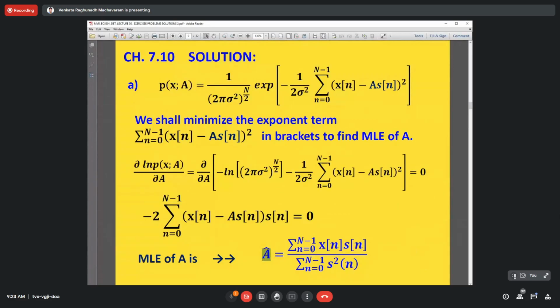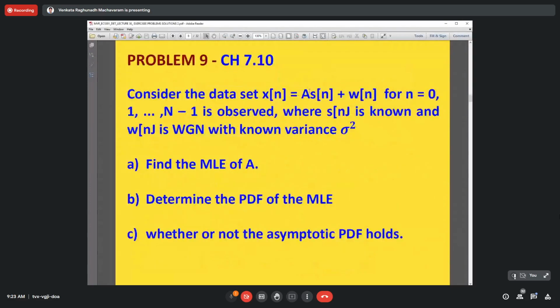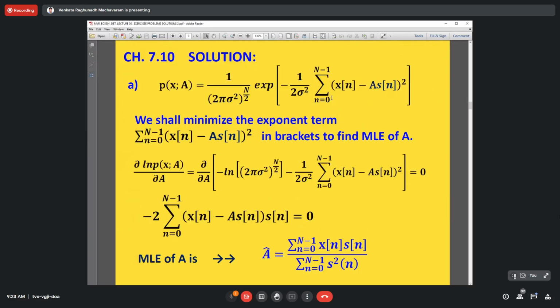What is this? The average of the product x[n] s[n] is the correlation between x[n] and s[n]. And the average of s square is the mean square average power of the signal. So in one way it is similar to your correlation receiver. For a PSK signal, the amplitude sample value is multiplied with the true value. If it is plus A, it could also be minus A. If it is plus A, the in-phase arm will give you plus A square output, a large output. If it is minus A, the other arm, the quadrature arm, will give you a large output. So one way it is the correlation method only.